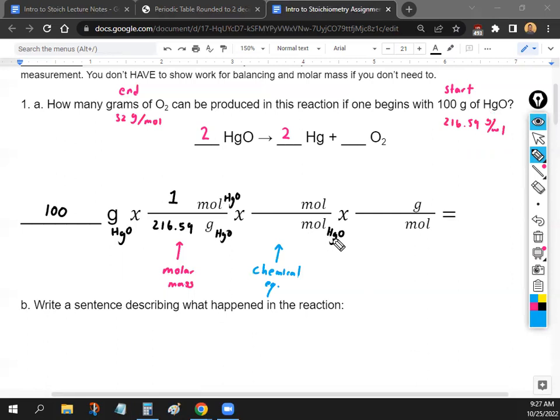All right, so we want to get rid of HgO, and we are looking for O2. So we're going to be talking about moles of O2 on the top. If we look at HgO, the number in front of it is 2. So we got a 2 on the bottom. The number in front of O2 is blank, so that means it's 1. There we go. We got our setup.